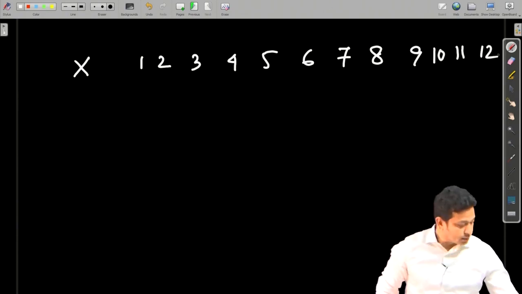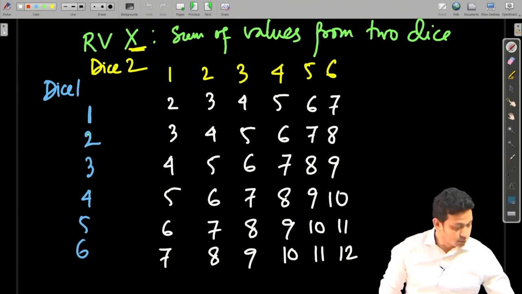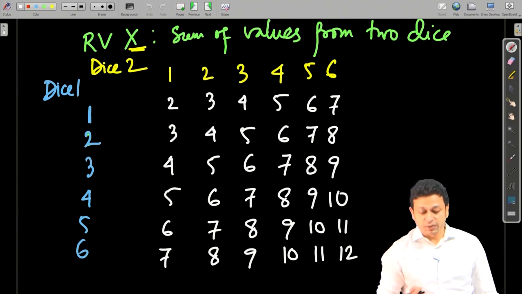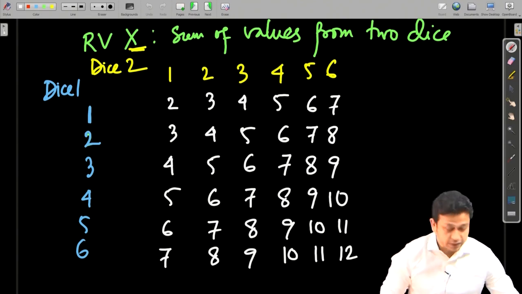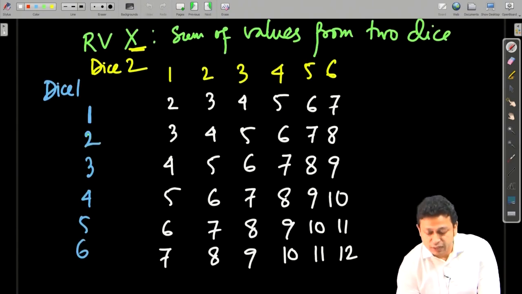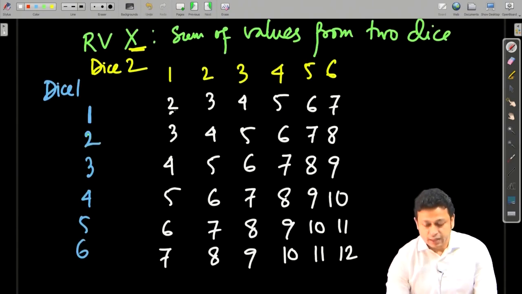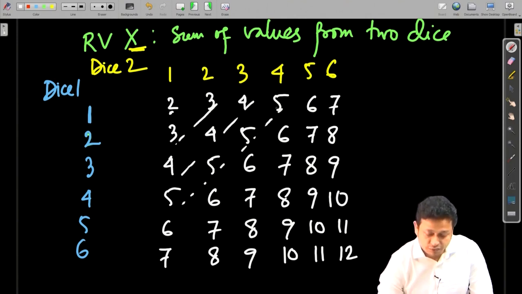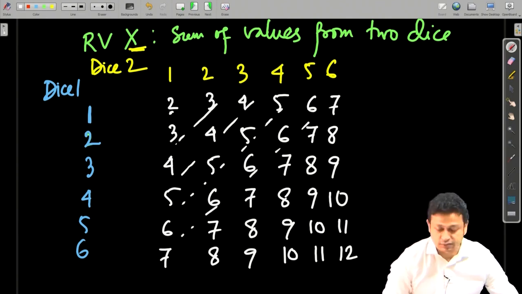Now, if I go back and see how many 1's are there, you can count, there is no 1, right. So I can write this is equal to 0. How many 2's are there? I have only one 2. How many 3's? Two 3's. How many 4's? Three 4's. How many 5's? Four 5's. How many 6's? Five 6's. So let me write these numbers down.